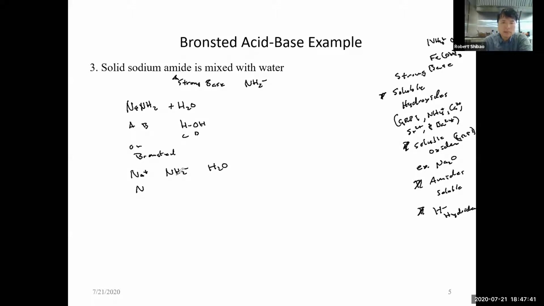And going over here, amide we know is a base, it's a strong base. Water is both an acid and a base, so we have very little choice here. The acid's got to be water here. Now we have a choice. The base could be water or amide. Which one's stronger? Well, amide's stronger.